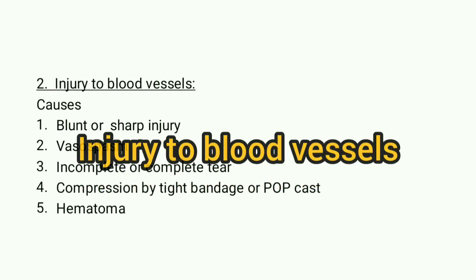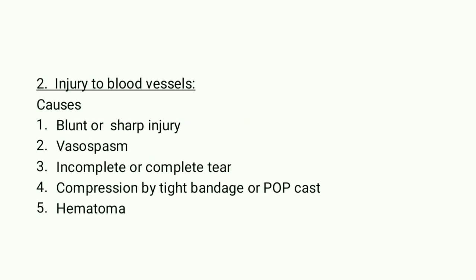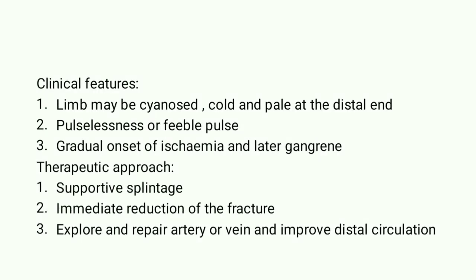Next is injury to blood vessels. Let's see what the causes are. Blunt or sharp injury, vasospasm, incomplete or complete tear, compression of tight bandage or POP cast, hematoma. Next is clinical features. Limb may be cyanosed, cold and pale at the distal end. Second one, pulselessness or feeble pulse. Third one, gradual onset of ischemia and later gangrene.